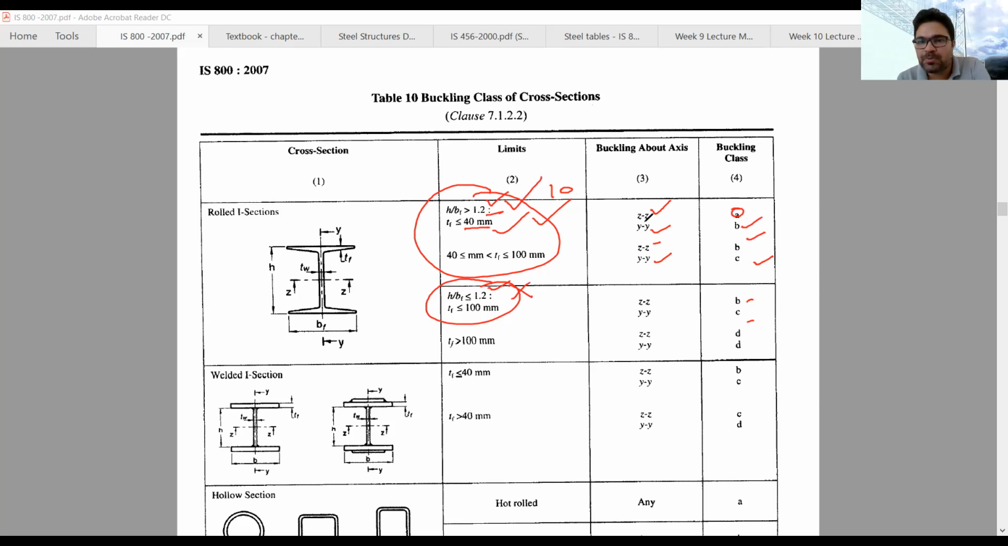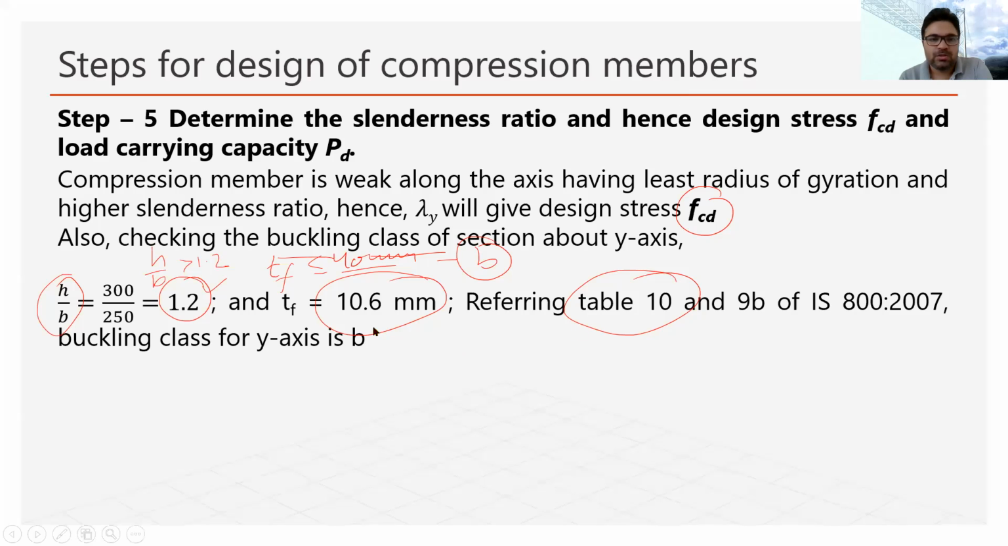So that is why I am adopting this class, with H by BF ratio more than 1.2 and thickness of flange less than 40. Because of that, the buckling class along the z-axis will be A and along the y-axis will be B. Now I will show you that in the slide. There I have written the H by B ratio as 1.2 and the thickness of flange as 10.6, which is less than 40 mm. Referring to this table, we can find the buckling class as B.